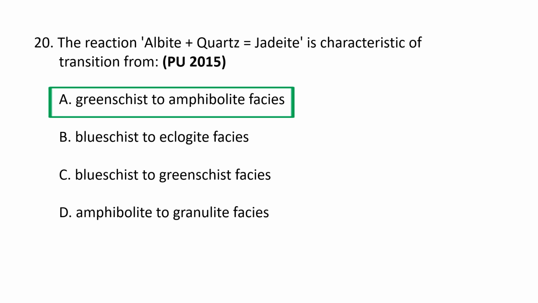The reaction albite and quartz giving rise to jadeite is a key indicator of the transition from green schist to amphibolite facies, particularly in metabasic rocks, and it signifies the stability of the jadeite and the instability of the albite under high pressure and temperature conditions. So the option A, that is green schist to amphibolite facies, is the correct option.